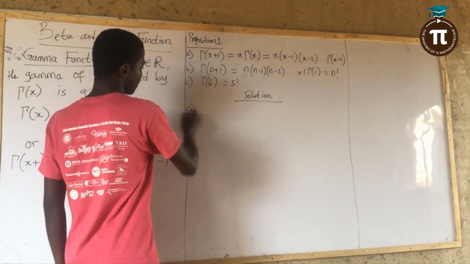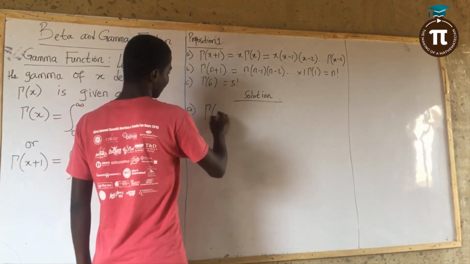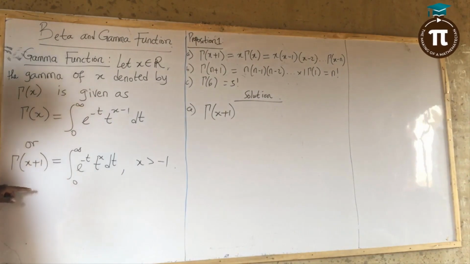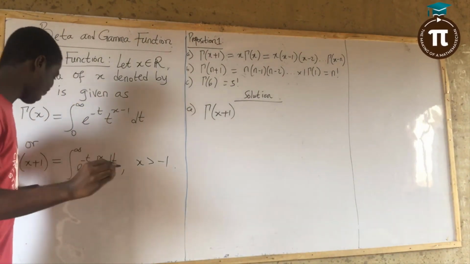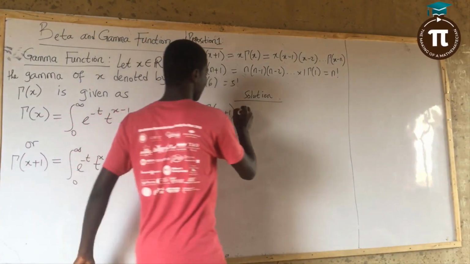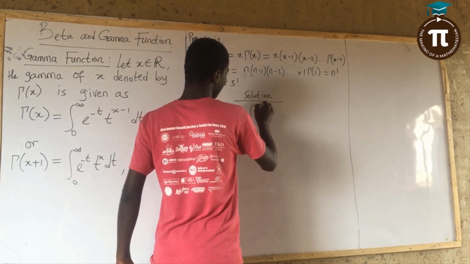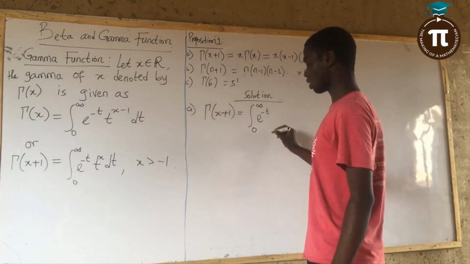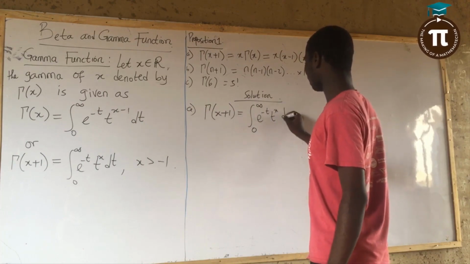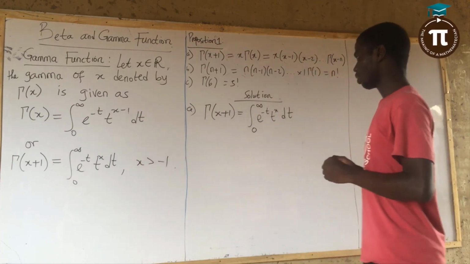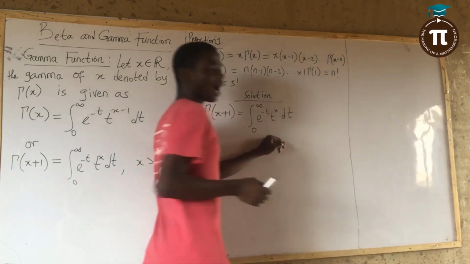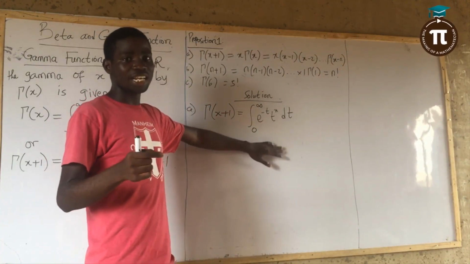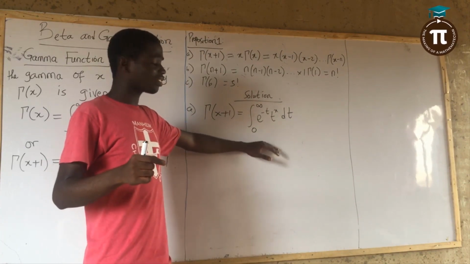To prove A, we have gamma of s plus 1. What is gamma of s plus 1? By definition, gamma of s plus 1 is equal to the integral from 0 to infinity of e raised to the power of minus t, t raised to the power s dt. So this is an integral. I will now use integration by parts.